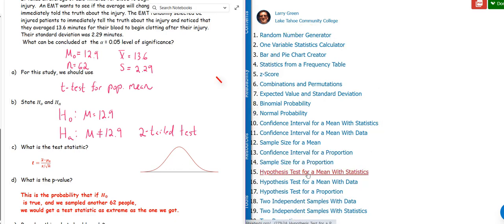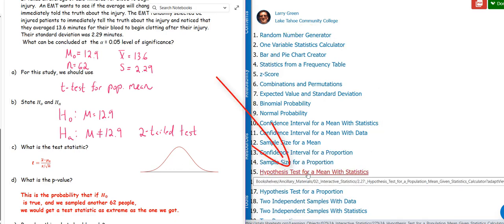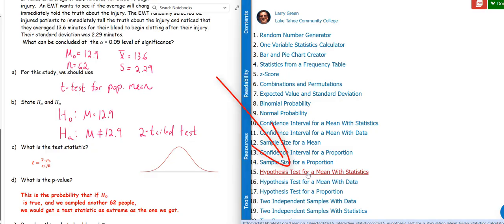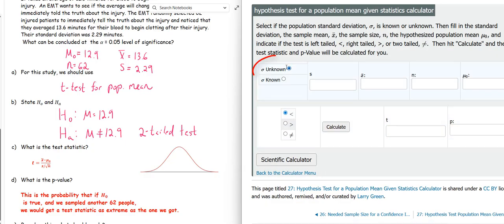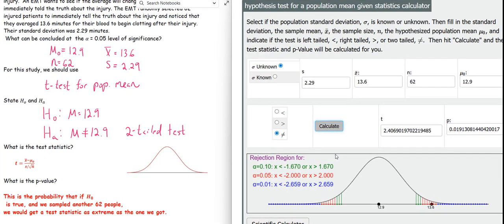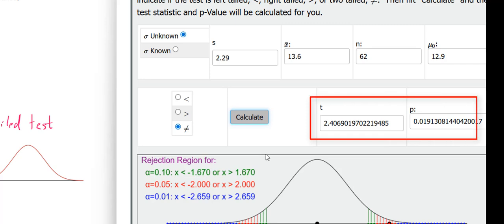So you're going to come down and click on hypothesis test for mean with statistics. Sigma is unknown, so make sure that that is clicked, and then enter what we have. s is 2.29, x bar is 13.6, n is 62, and the claimed mean is 12.9. This is a two-tailed test, so click not equal to, and then click calculate.